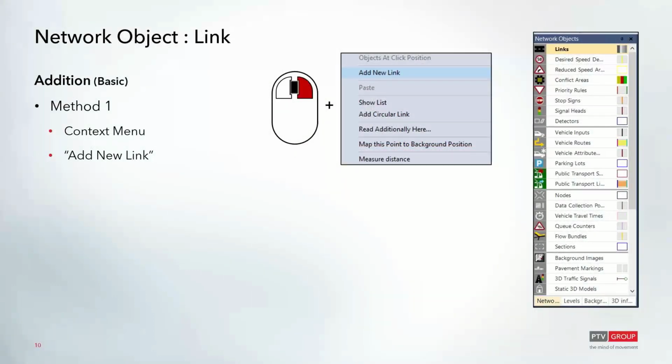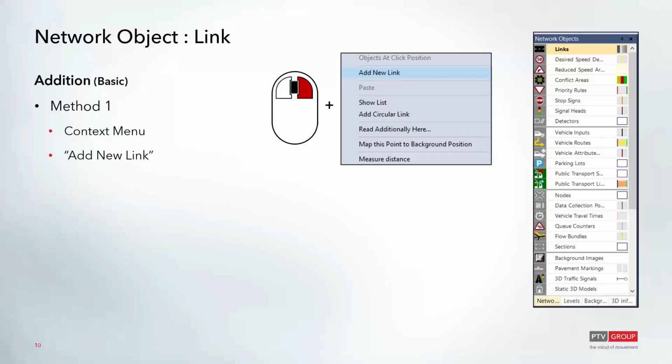All right, so let's go ahead and start talking about the links in more detail. Whenever you go to add a network object, first you'll want to make sure you have that object selected here in the Network Objects toolbar. So in this case, when we have links selected, you'll see it's highlighted there in yellow. And again, that Network Objects toolbar will be on the left-hand side of Vissim when you open up the network editor. So you can add links in a couple of different ways.